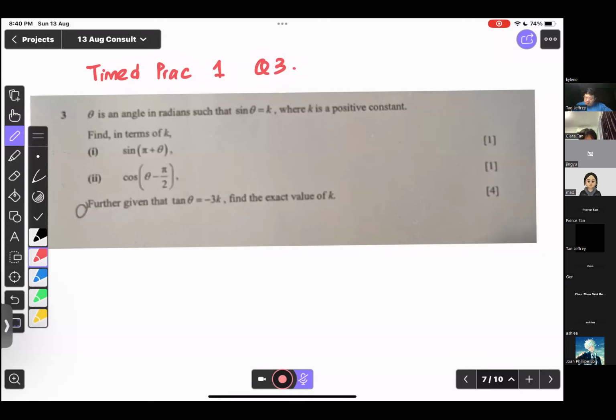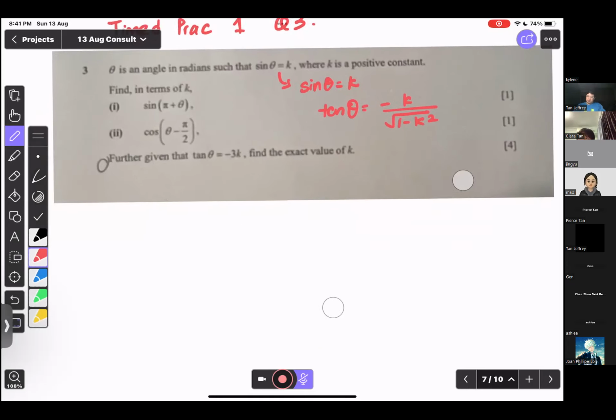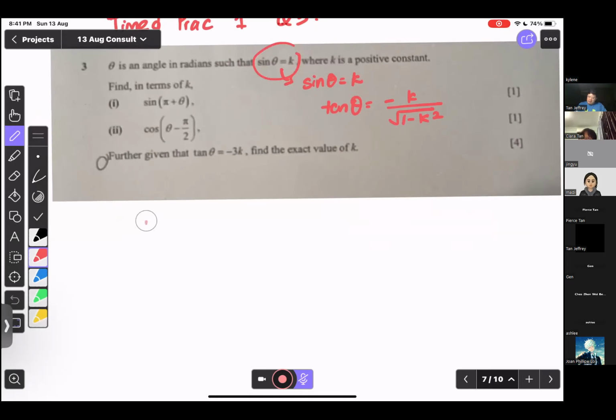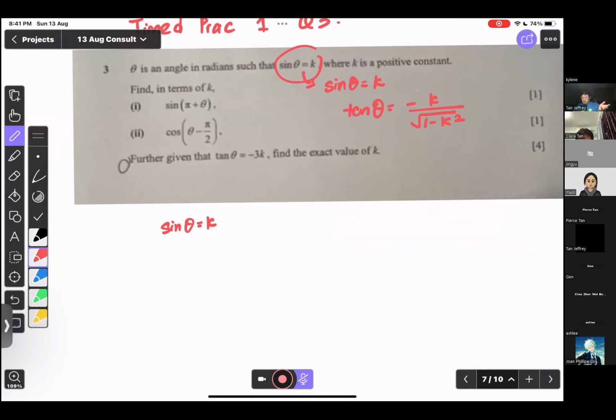Okay, so earlier on when you get sine theta equals to k, using the same diagram, do you manage to get something like tangent theta is actually -k over square root 1 minus k squared from earlier? No, but it can easily be done. So for example, if sine theta is equal to k, and I don't know whether k is a positive constant.